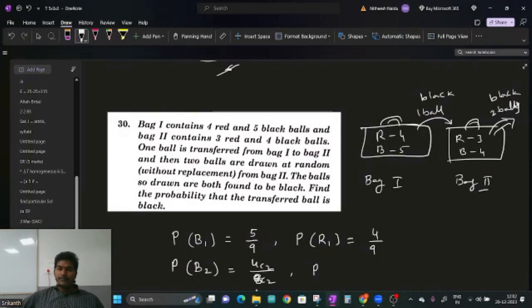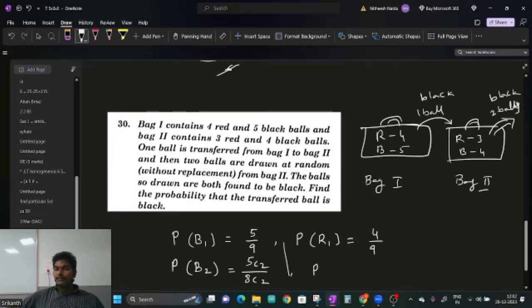Black ball is transferred, so 1 ball is moved. So look at this case. Black ball is transferred: 5 out of 9. And in this case, from the second, what is the new composition now? Before transfer, there are 7 balls, and 1 black ball is transferred. So total 8, and black balls are 5. Total 8, 2 balls have to be drawn. Black are 5. So 5C2 by 8C2.